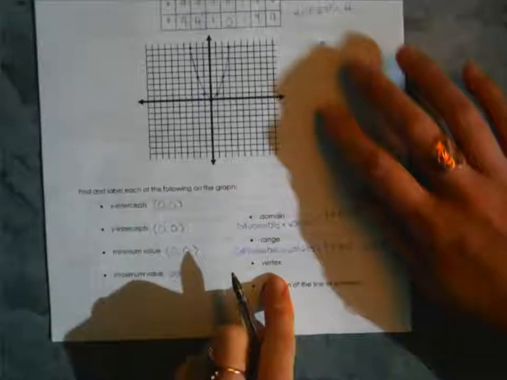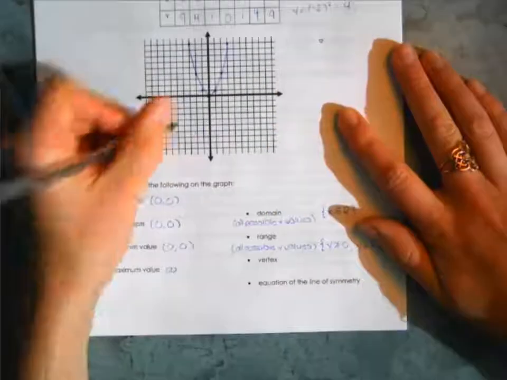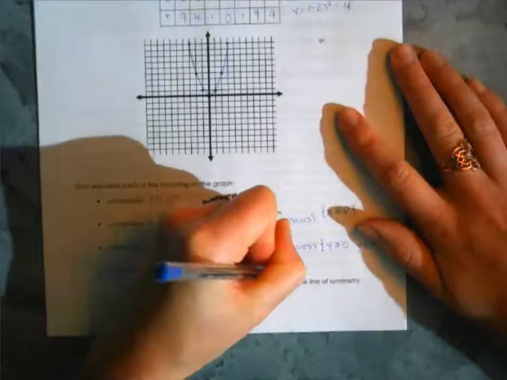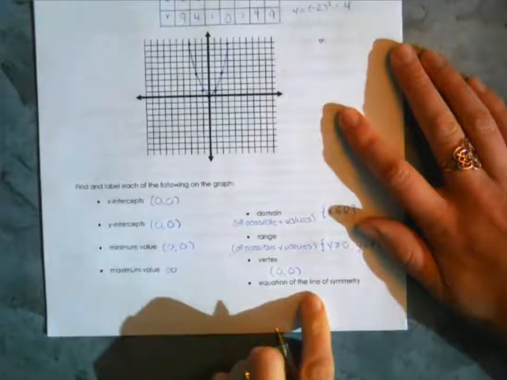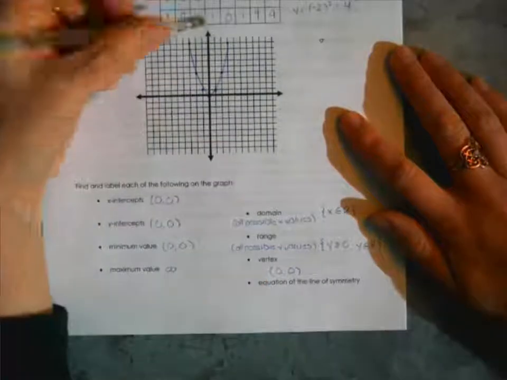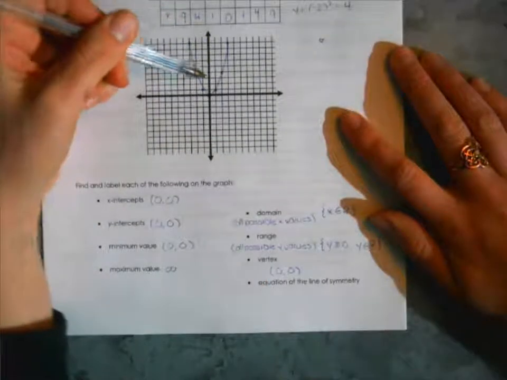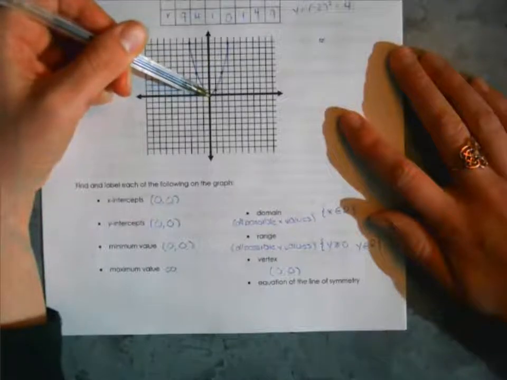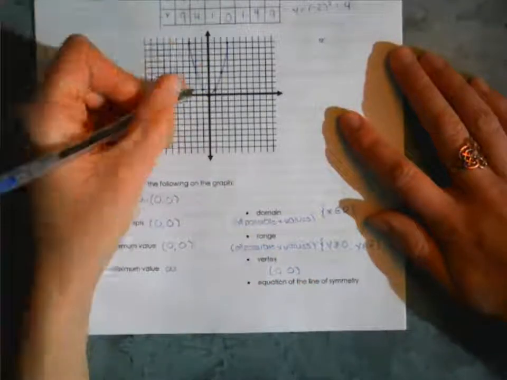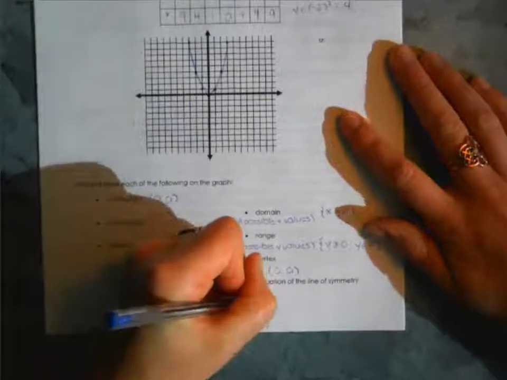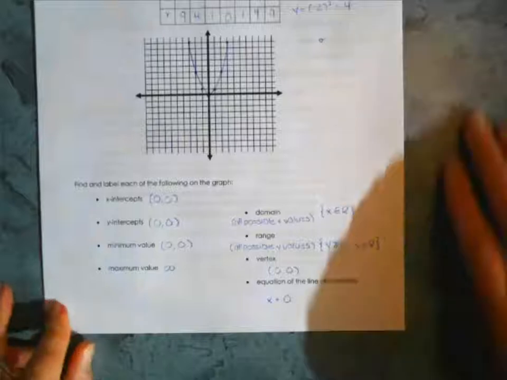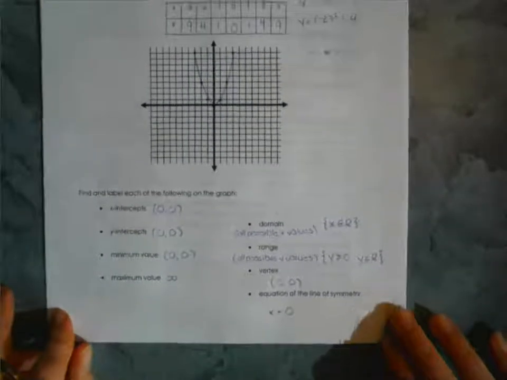Okay, what about the vertex? Well, the vertex is that minimum value, which was 0, 0. And what would be the equation of the line of symmetry? So remember, that's the vertical line that divides this graph in half. And that vertical line is at what point on the x-axis? Well, because it's right at the origin, we can say x is equal to 0 for the line of symmetry. Okay.